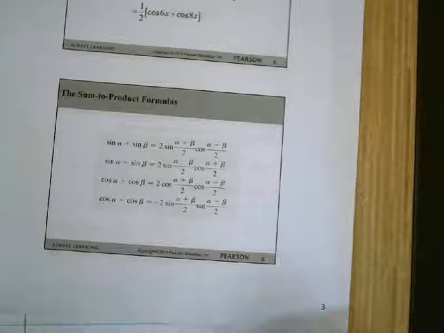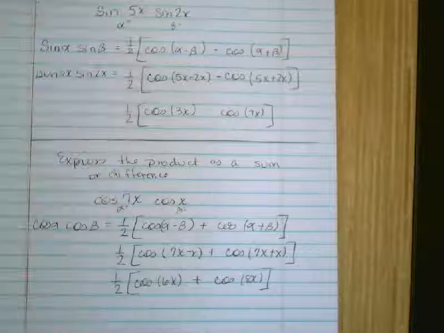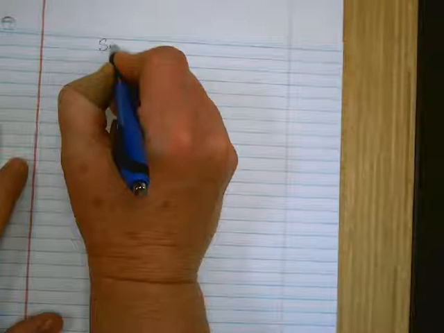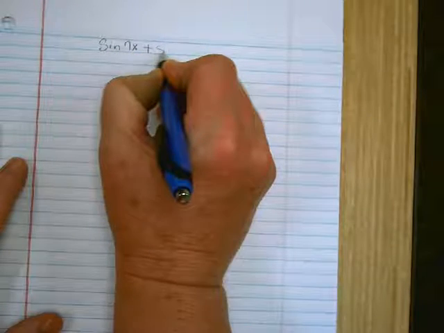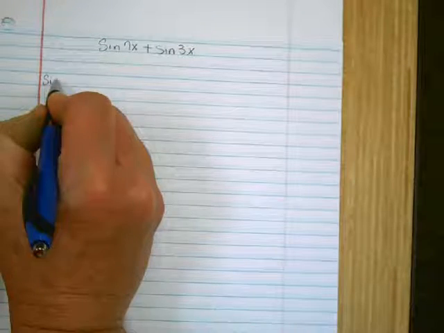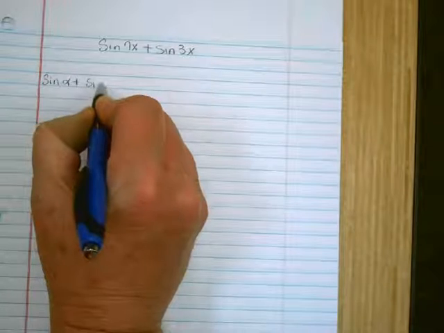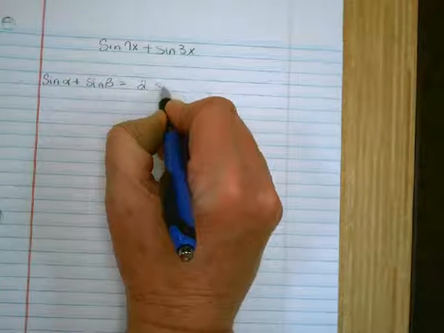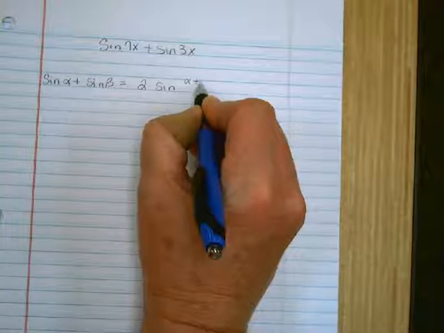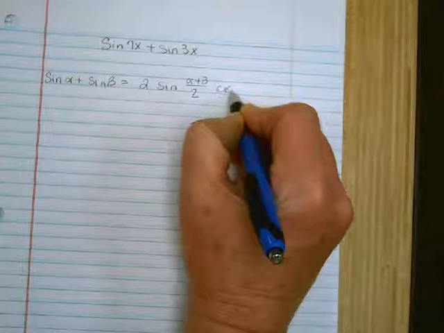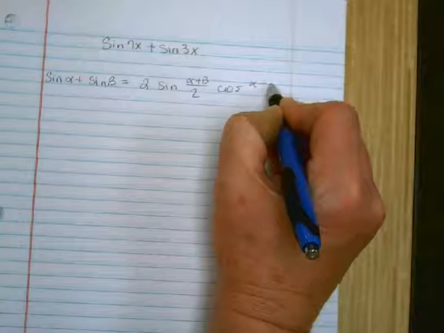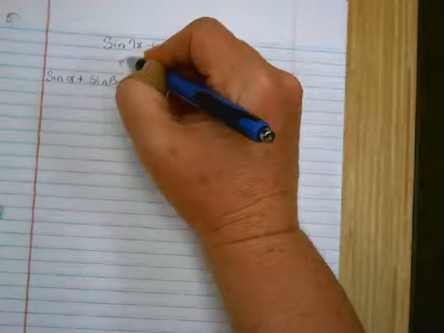We also have sum to product formulas that go the other direction. So we're going to look at an example where we use that. It says express the sum as a product, and we're starting with sine of 7x plus the sine of 3x. Now we're going to go back and use this formula. The sine of alpha plus the sine of beta equals 2 times the sine of alpha plus beta over 2 times the cosine of alpha minus beta over 2. This being alpha, this being beta.